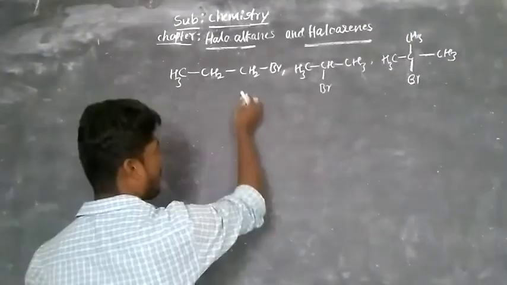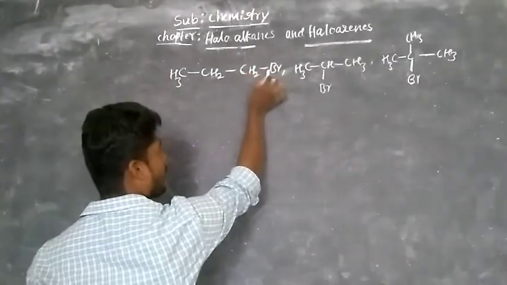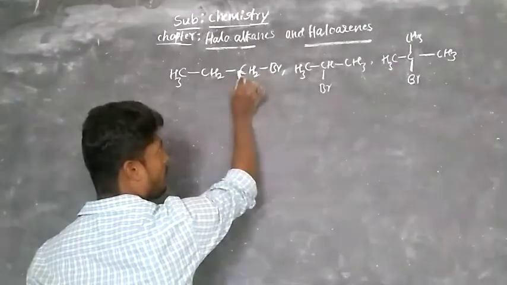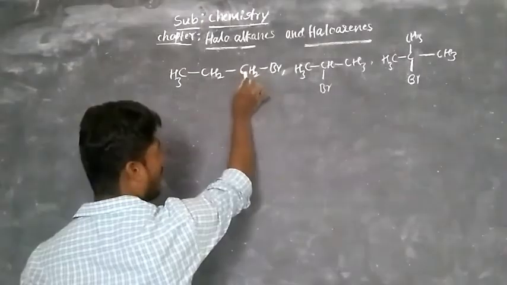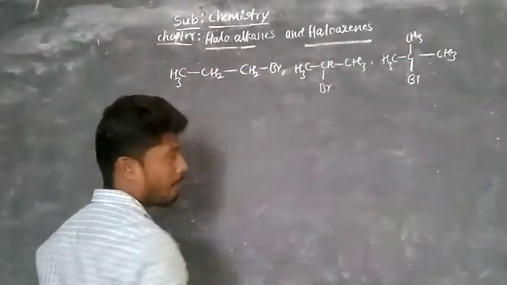Observe why it is primary: the carbon which is connected to the bromine, that carbon has one carbon atom attached.